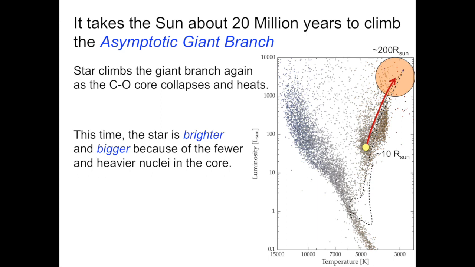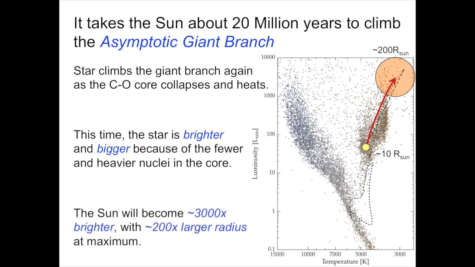The evolution is extremely rapid, whereas it took a Sun-like star about 1 billion years to climb the giant branch the first time. The second time, it takes only 20 million years. A star like the Sun will become about 3,000 times brighter than it is today, with a 200 times larger radius by the time it reaches the top of the asymptotic giant branch. This growth is extremely dramatic and would consume probably Mercury and might even consume the planet Venus.